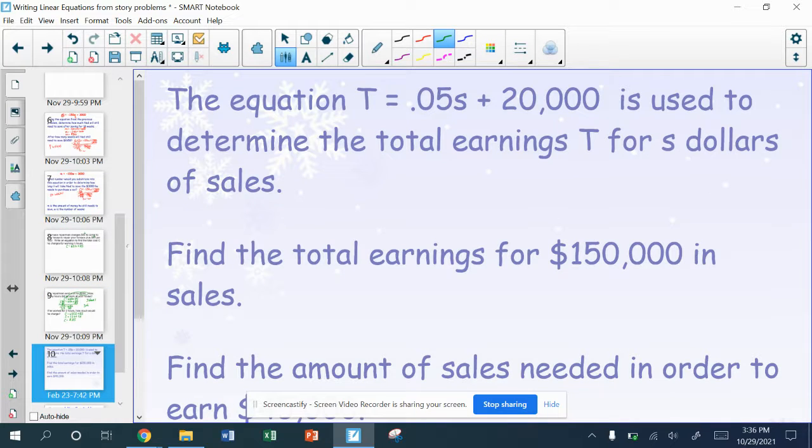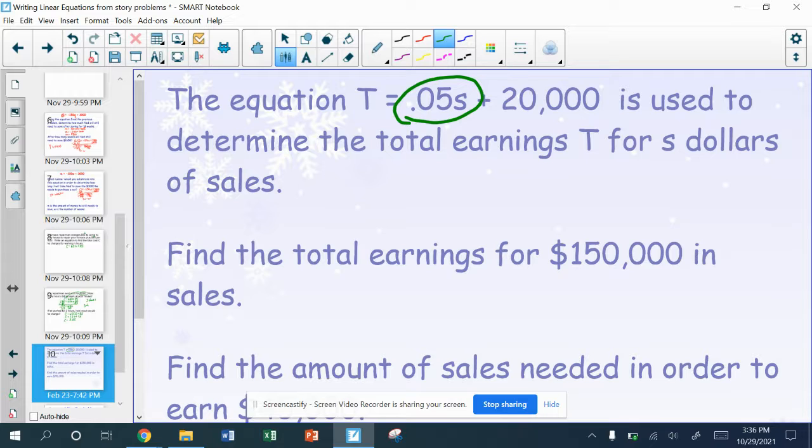Okay. I've got this equation now. The equation T equals 0.05S plus 20,000 is used to determine the total earnings for a total number of dollars of sales. This is somebody who works on commission. So this part of the equation is saying that they get 5% of all of their sales. So anyone that works in sales, if you work on commission, the more you sell, the more money you get to take home, that's a good thing for someone who's a really good salesman.